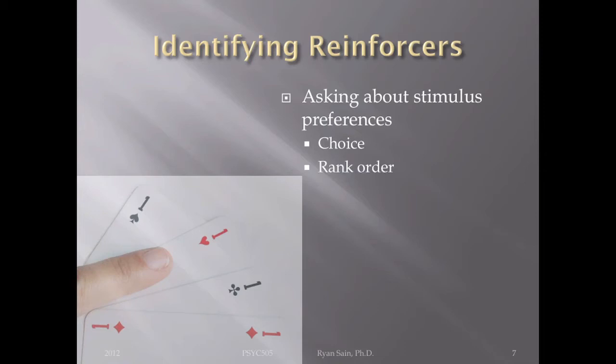Other things, so you can have them rank order this stuff. You know, what's your favorite? Here's 10 items, rank order. Which one's your favorite? Which one's your least favorite? That type of thing. And then that can help you decide what's going to be a reinforcer, or what to use as a reinforcer with that particular kiddo.